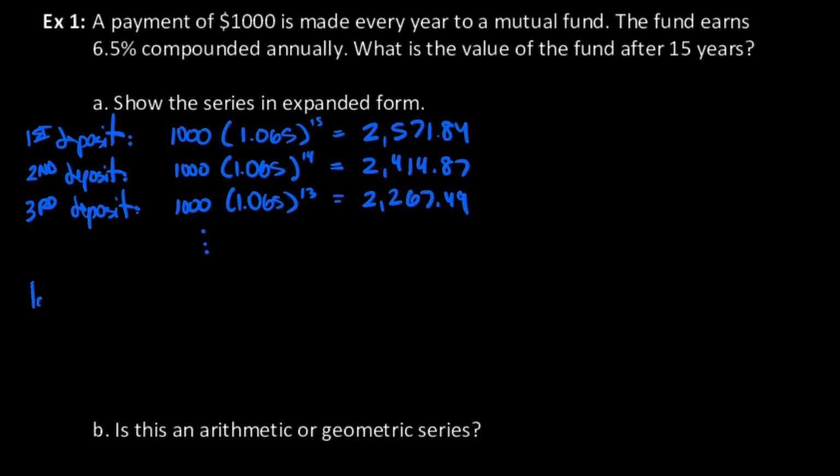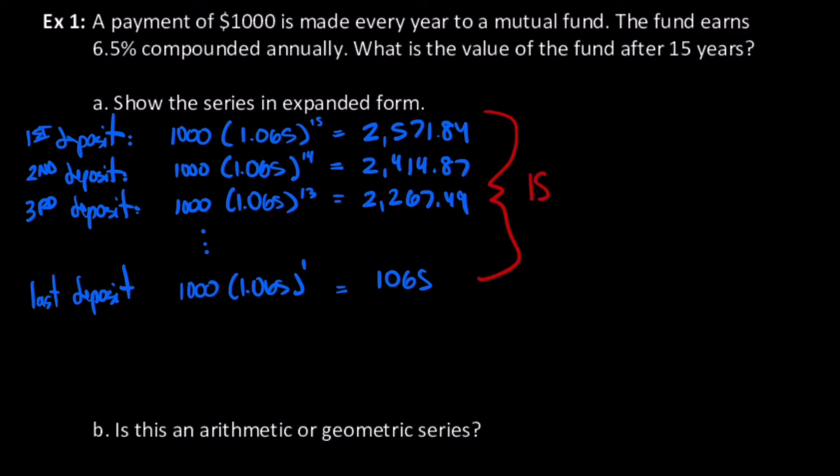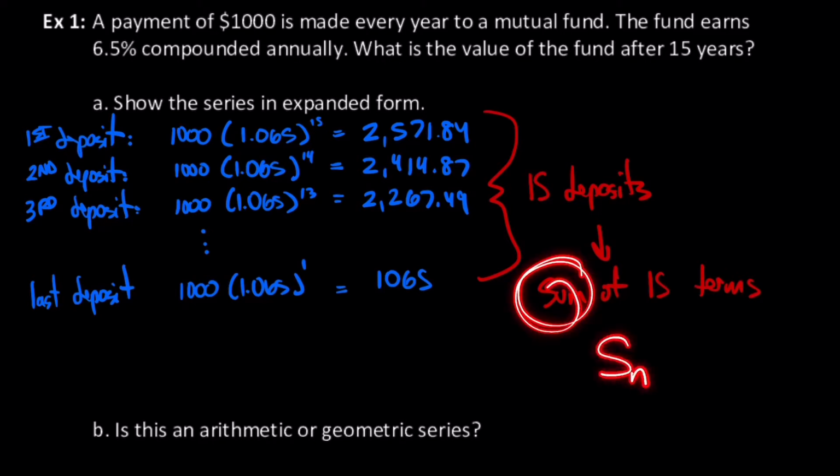Okay, well, let's fast forward. My last deposit sits in there for 1 year. So it's 1,000 times 1.065 to the first, which is obviously 1,065. So in total, I have 15 deposits. So if I want how much money is in the account, I need the sum of 15 terms. So this is going to be one of my sum formulas, S sub n.